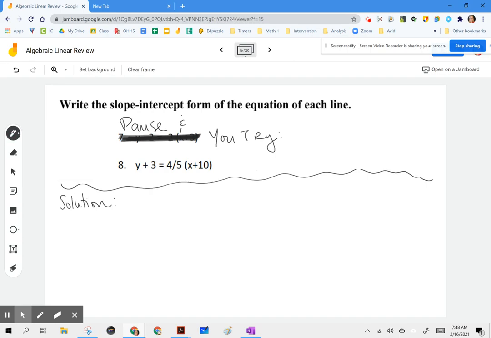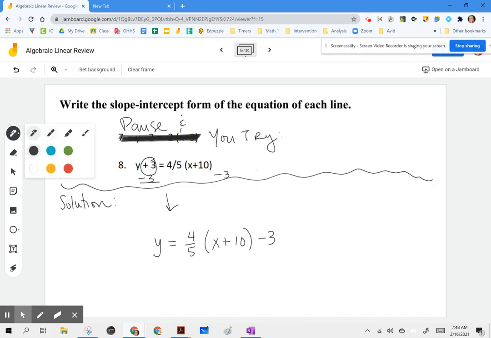All right, so the same thing is kind of happening here. We need to move this +3 over to the other side by subtracting it. So what I get now is y is equal to 4/5 x plus 10 minus 3. So what I'm going to do is distribute the 4/5 times x, and that's just going to give me 4/5 x. And then I'm going to take my 4/5 and I'm going to multiply it by 10.